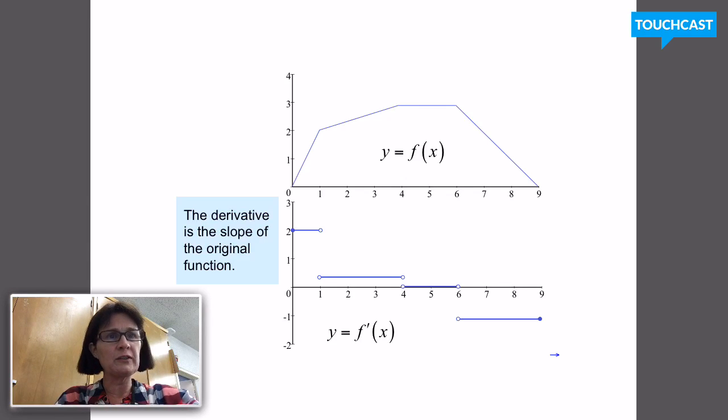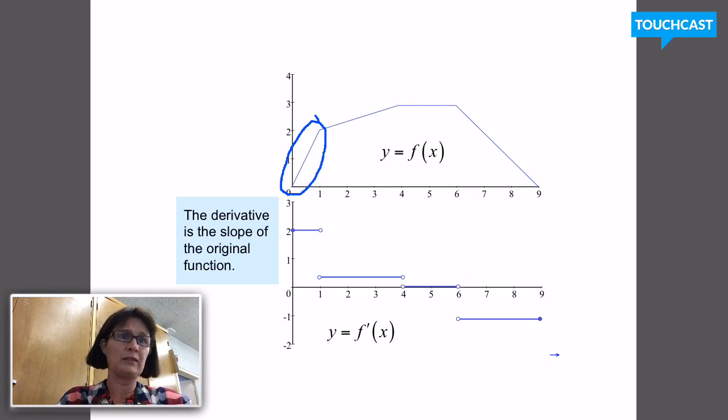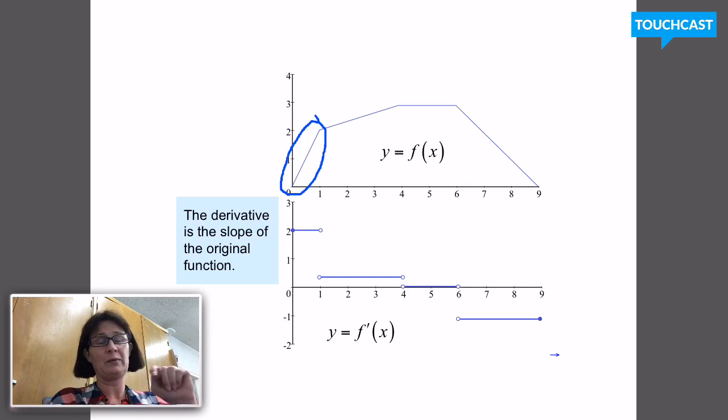So notice here this first piece of the function, I could find the slope. That line segment contains the points (1, 2) and (0, 0). I can compute change in y divided by change in x, and I get that the slope is 2. So for that whole part of the domain covered by the first piece of my piecewise function, which I think is the interval from 0 to 1, my slope, my derivative, is 2.